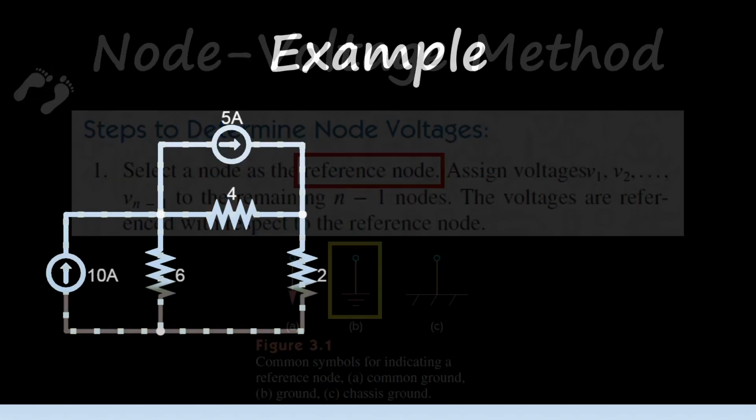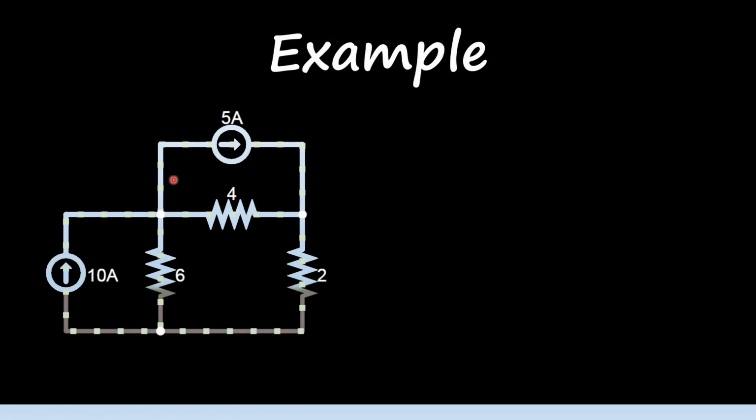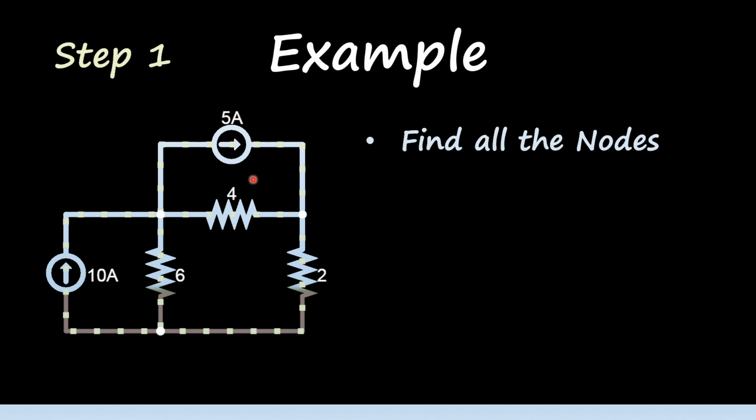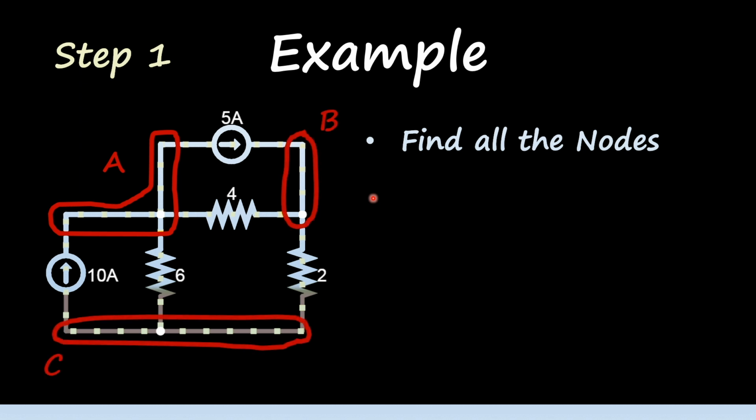All right, so let's see an example. Let's say we have this circuit, and step number 1 is let's find all the nodes. We have a node here, another node there, and another node there. The second part of step 1 is to pick one of these nodes as your reference node. You can pick any one and solve it. Just keep in mind that you're going to get different answers if your reference node is a different node.